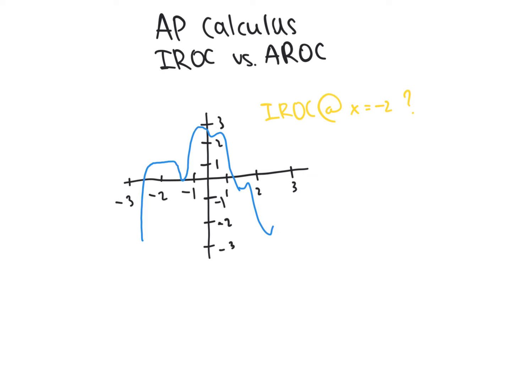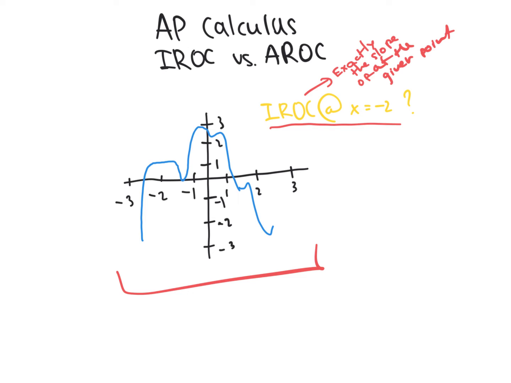Alright, so I've just drawn out this little practice problem. We're looking at this graph here, and it asks for the instantaneous rate of change at x equals -2. What is that? So instantaneous rate of change is, as it says in the name, instantaneous. Exactly the slope at the given point. So in average rate of change, we would look over this entire -3 to 3 interval, but really we're only looking at -2. Just at that point, we're looking at the slope.